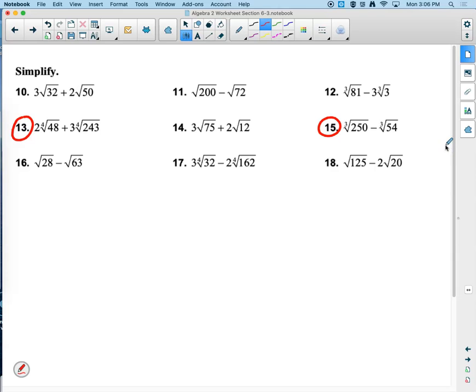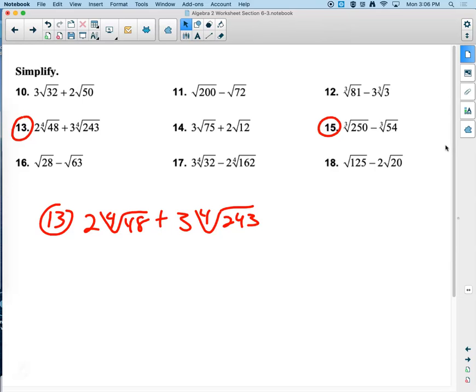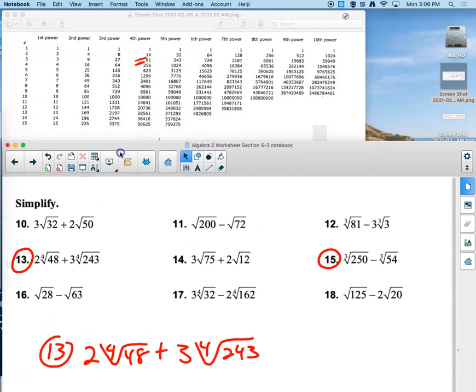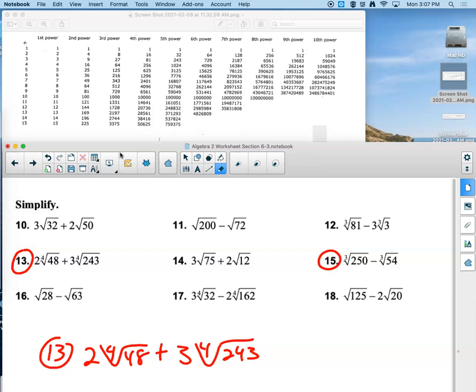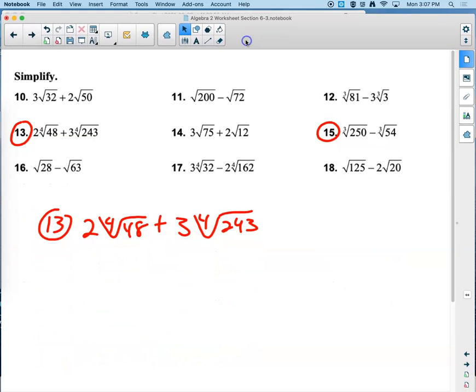So let's look at number 13. Number 13 has 2 fourth roots of 48 plus 3 fourth roots of 243. And it's always a good idea to start with the smaller of your roots. So I'm looking at 48. And I go to my power chart, and I see the fourth root. I could try 16, and sure enough, 16 does divide evenly into 48.